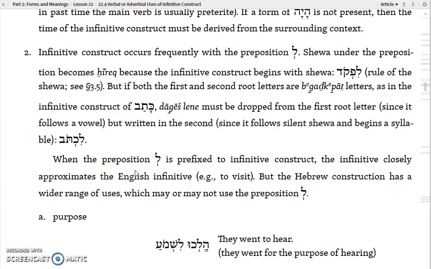The infinitive construct occurs frequently with the preposition la, but I don't have time to talk about that, so we'll continue that in the next video.